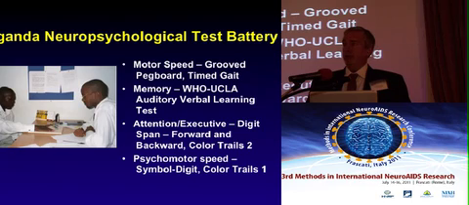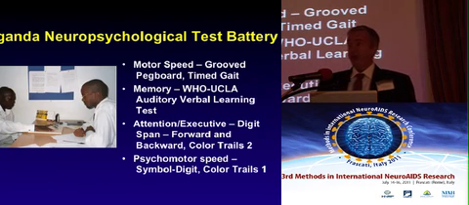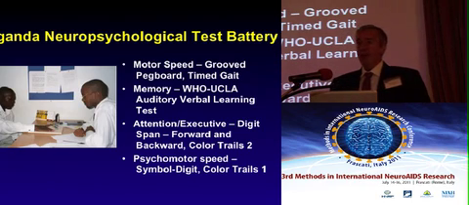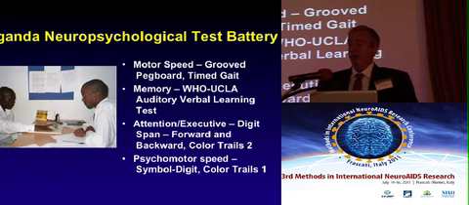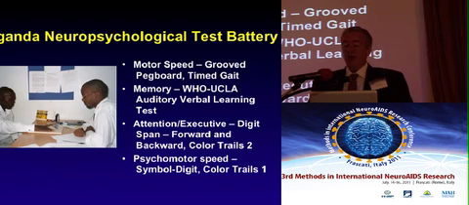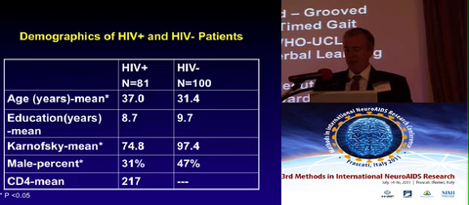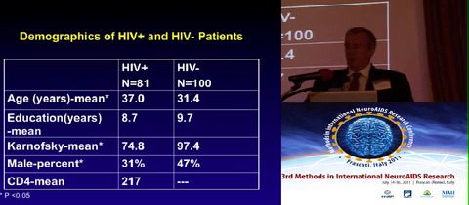It included tests of motor speed, such as the grooved pegboard test and timed gait, tests of memory, such as the World Health Organization UCLA Auditory Verbal Learning Test, which is a list learning test that includes words that are common across cultures, such as modes of transportation or parts of the human body. It includes tests of attention and executive functioning, such as the digit span and color trails, and tests of psychomotor speed, such as the symbol digit modalities test and color trails part 1.